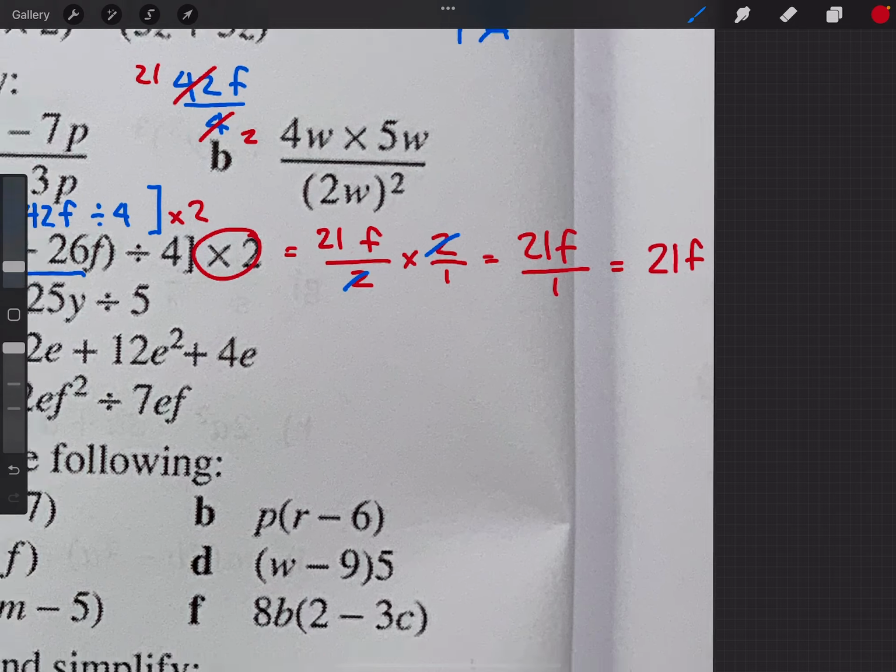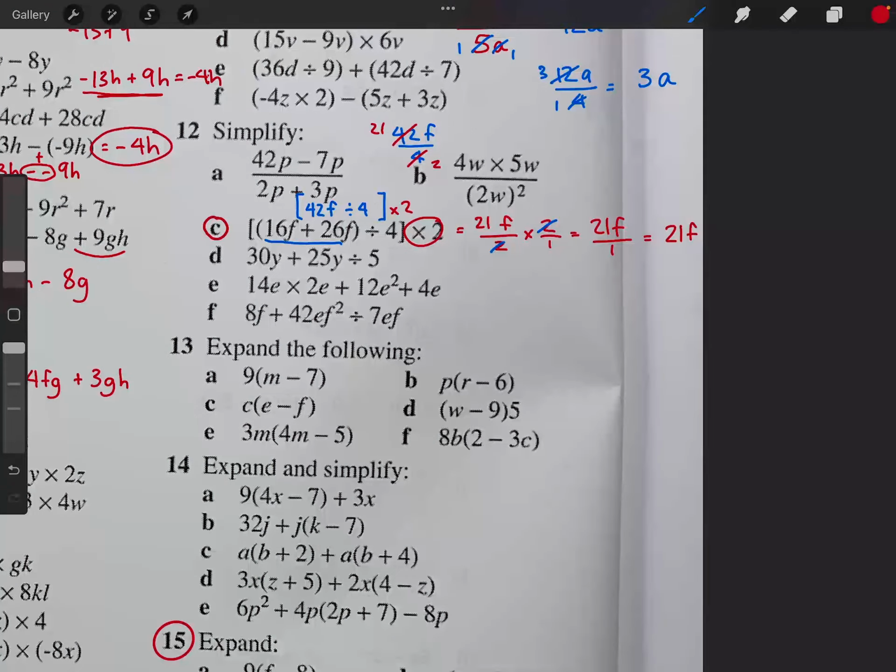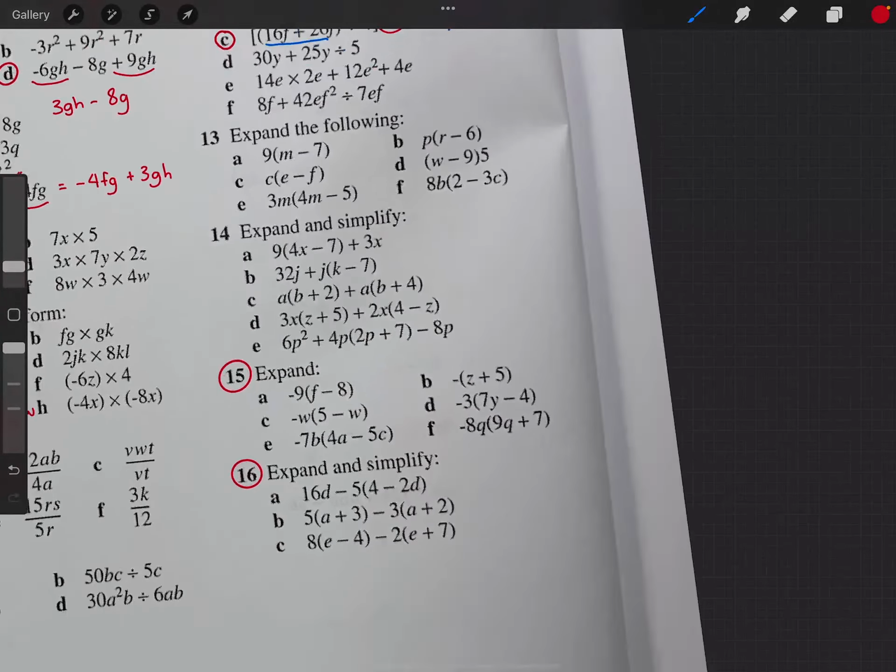And there's your answer. So the answer for that one, C, is just 21F. Alright, question 15. Let me just plug my charger in. Question 15, I want to do all these questions here. It says expand. So let's practice expanding here.